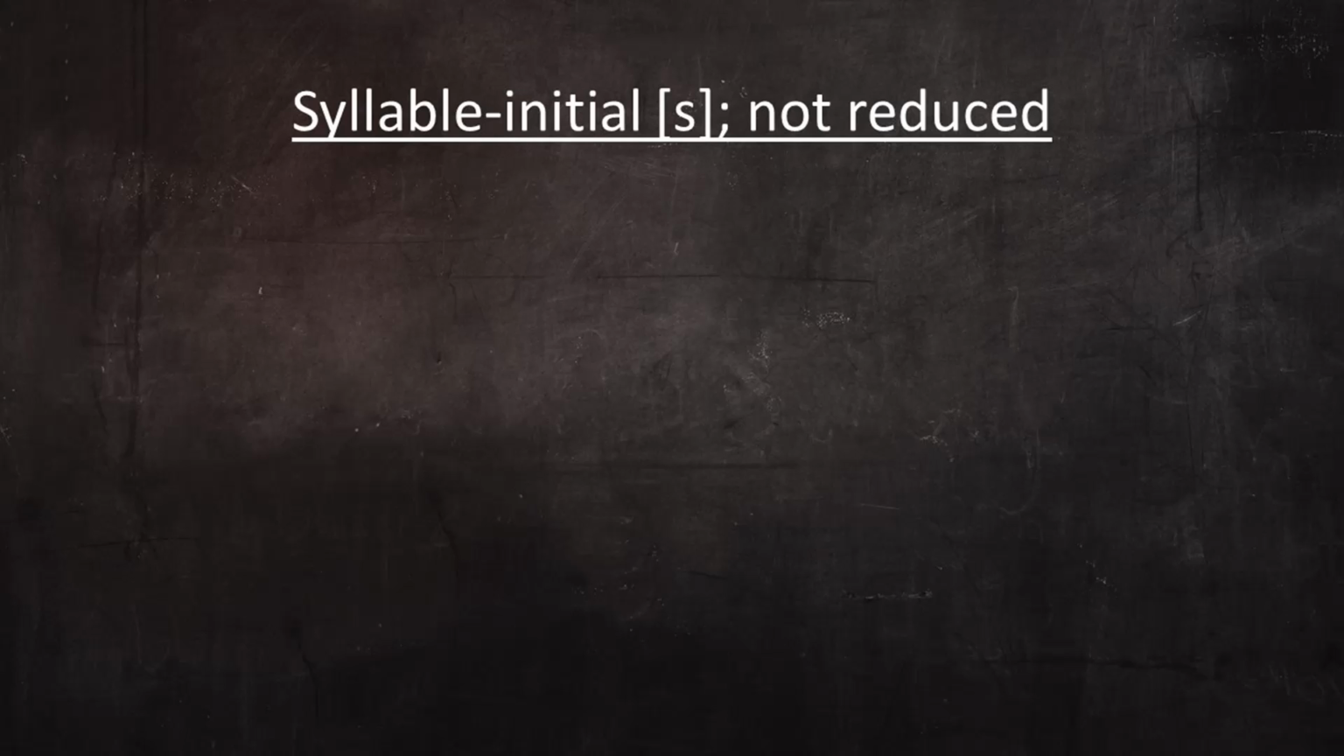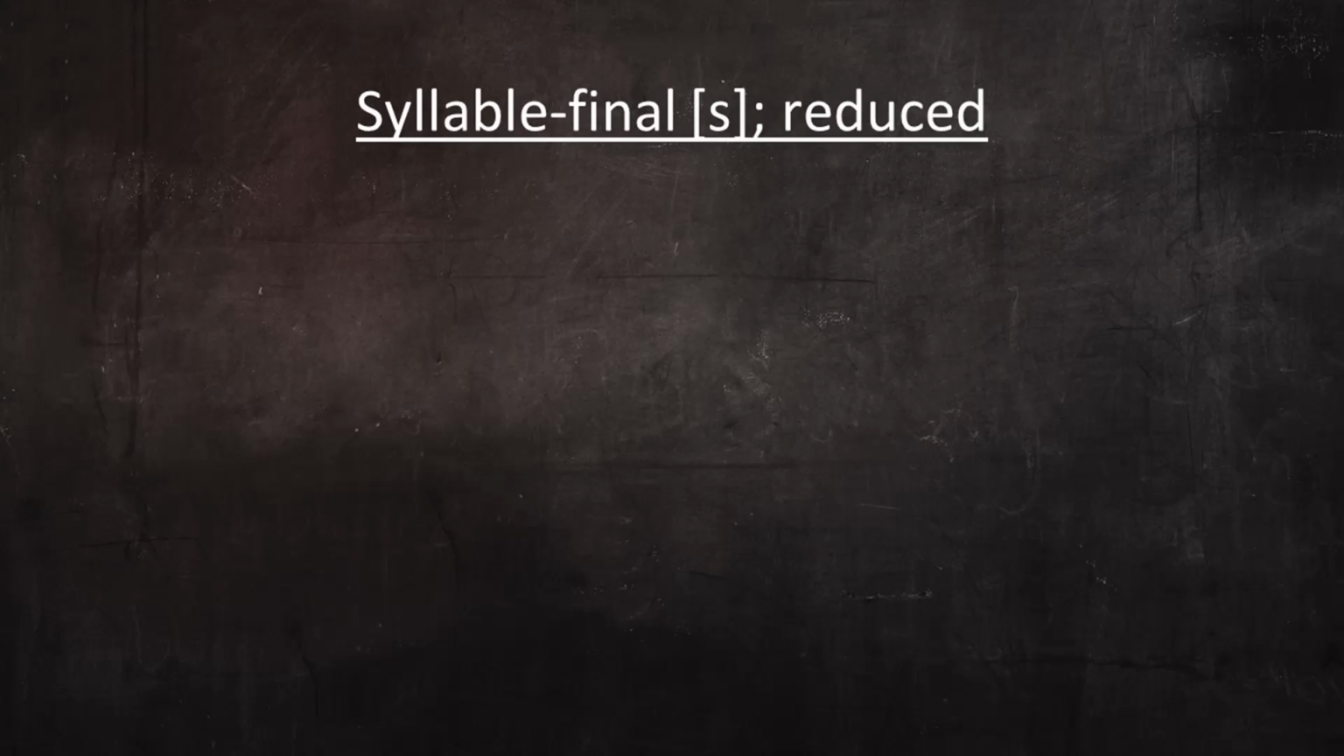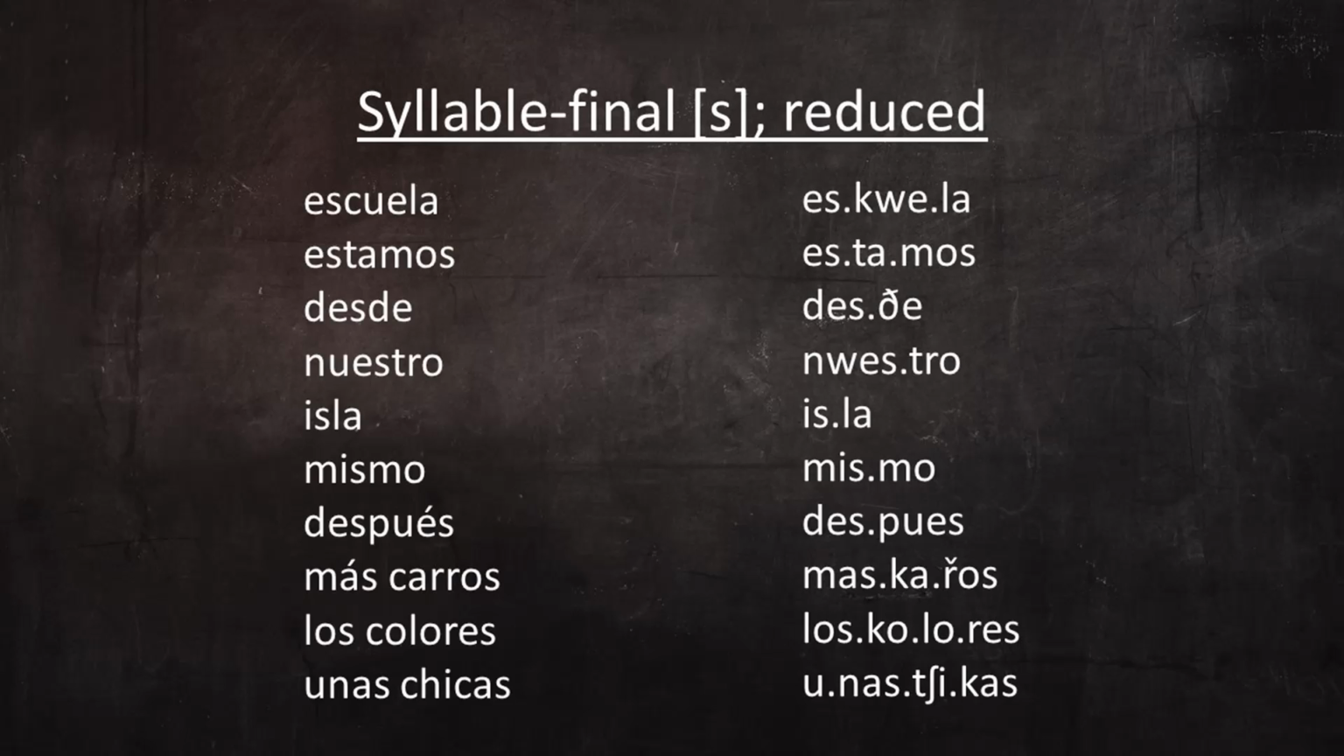So all of the S's in the following list are syllable-initial because they come before a vowel. None of these S's would be reduced in S-reducing dialects. All of the S's in the following list are syllable-final because they come before a consonant or at the end of the utterance. These S's are subject to reduction in S-reducing dialects.